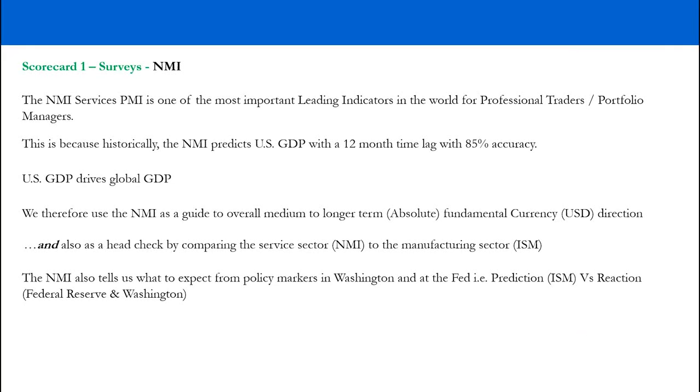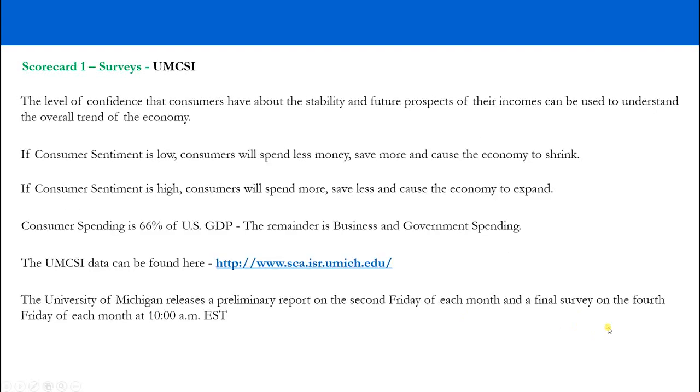And now what we're going to do, because we look at the ISM and NMI together, is go over to the spreadsheet and look at exactly how we attach scores to these situations in our two surveys, the ISM and the NMI. So let's go over to the spreadsheet.